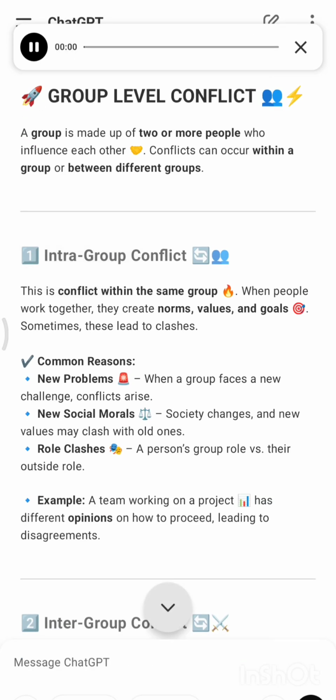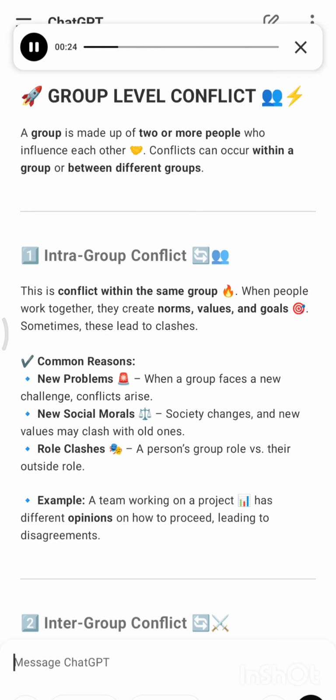Group level conflict. A group is made up of two or more people who influence each other. Conflicts can occur within a group or between different groups. 1. Intragroup conflict. This is conflict within the same group. When people work together, they create norms, values, and goals. Sometimes these lead to clashes.